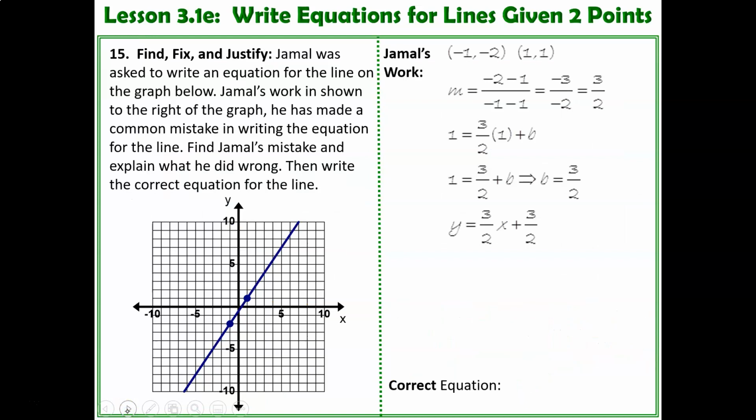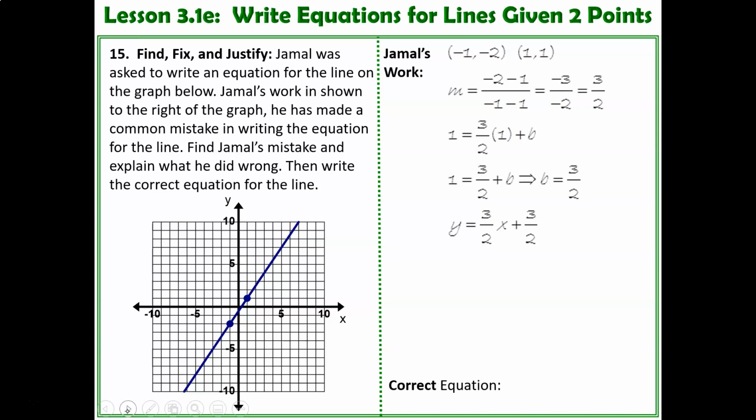All right, last one. Jamal was asked to write an equation for the line on the graph below. Jamal's work is shown to the right of the graph. He has made a common mistake in writing the equation for the line. Find Jamal's mistake and explain what he did wrong. Then write the correct equation for the line.